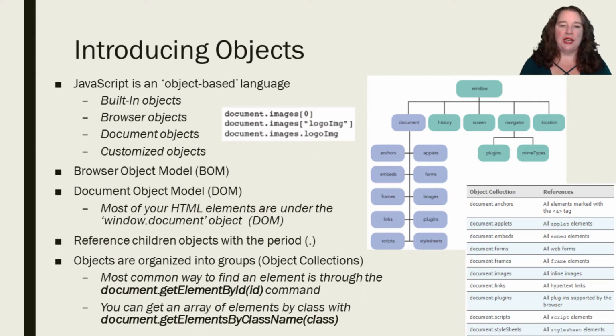Each of the objects are organized into groups that we call collections, object collections. The examples that we've listed here are your anchors, your applets, so on and so forth, your forms, your frames, your images. However, we don't generally walk all the way down there because there's this really awesome function in documents called getElementById.